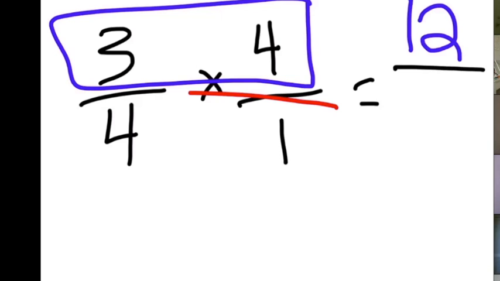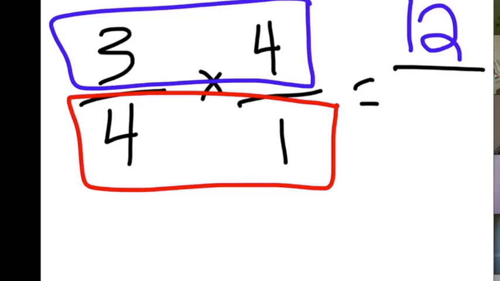And then now can I look at my denominators? Yes. Okay, what is 4 times 1? 4 times 1 is 4. Nice. So I get 12/4. Thumbs up, I'm good to go. Or thumbs down, Miss Wada, you're not done yet. You need to change your answer.